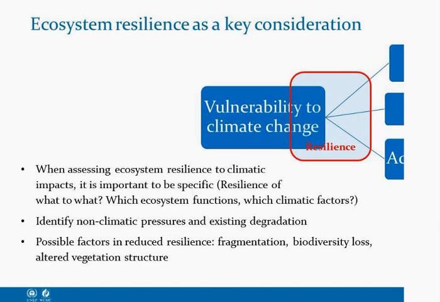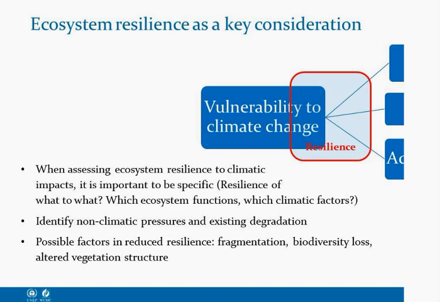And so for this step number 3, which looks at the current sensitivity of ecosystems and the communities who depend on them to current climatic trends and variability, ecosystem resilience can be a key consideration. And it is very important to be specific in defining which ecosystem functions are important for the ecosystem services that are being provided to the population in order to be able to assess which climatic factors are influencing them.